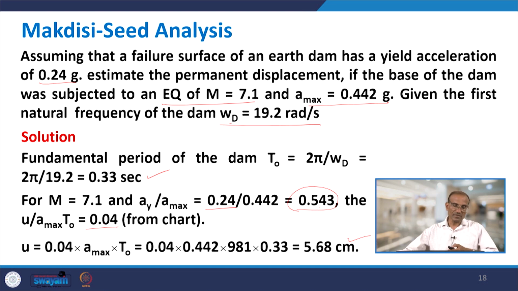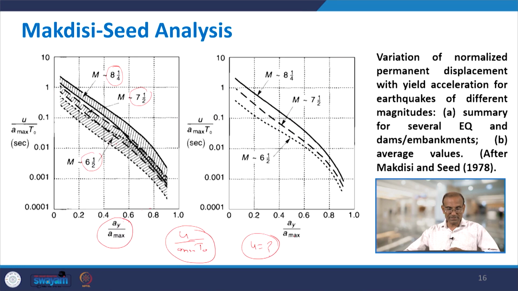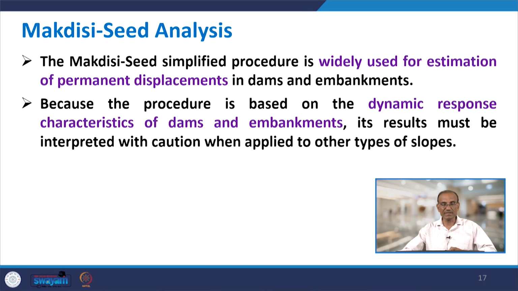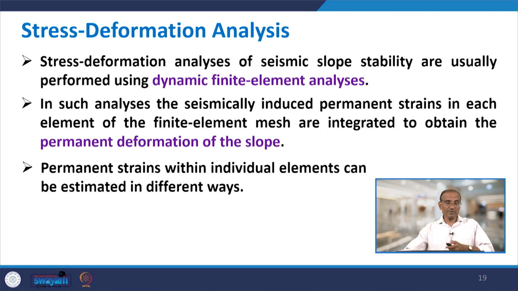So, this was one example of how to calculate the permanent displacement using this chart, which is given by Makdisi and Seed. Now, some other researchers also did, but what we have discussed so far was based on the rigid condition, rather than using finite element analysis.